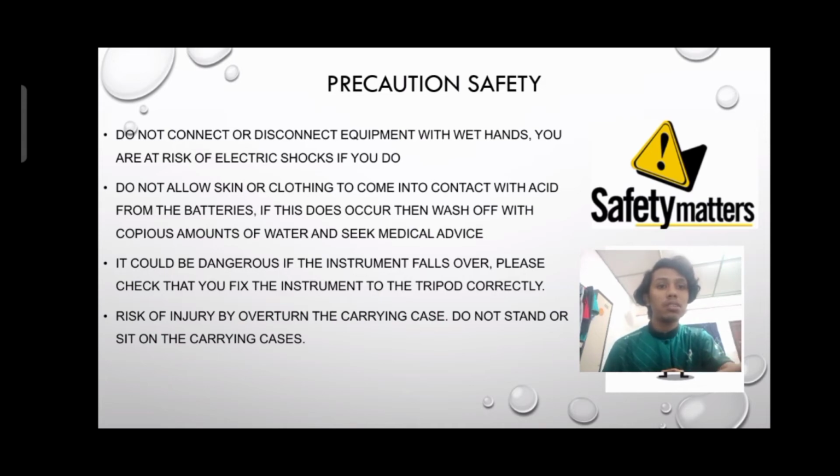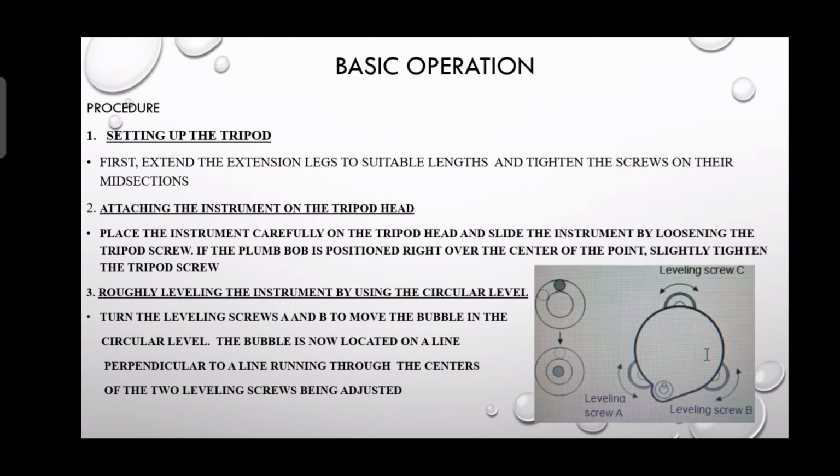Next, let's talk about the basic operation. First, let's talk about the procedure. The first step is setting up the tripod. First, extend the extension legs to a suitable length and tighten the screw on the leg section. The next step is attaching the instrument on the tripod head. Place the instrument carefully on the tripod head and slide the instrument by loosening the tripod screw. If the plumb bob is positioned right over the center of the point, slightly tighten the tripod screw.